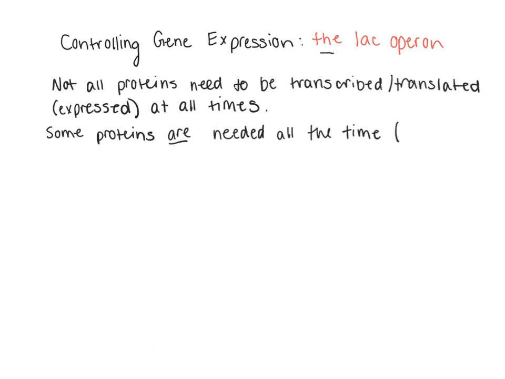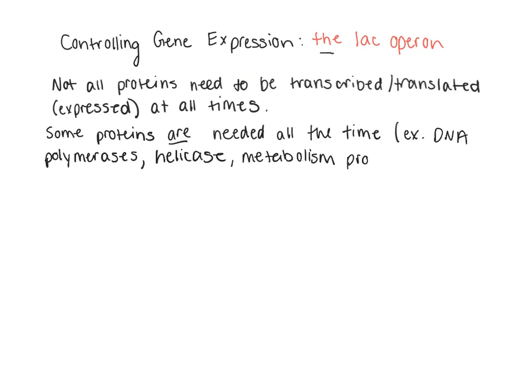So I'm just going to write, for example, all the DNA polymerases are good examples. Helicase is another one used in replication that we need. So these types of proteins are regulated by housekeeping genes.